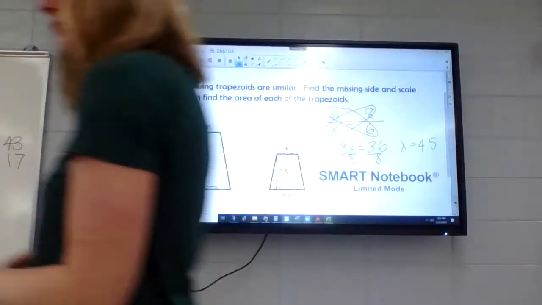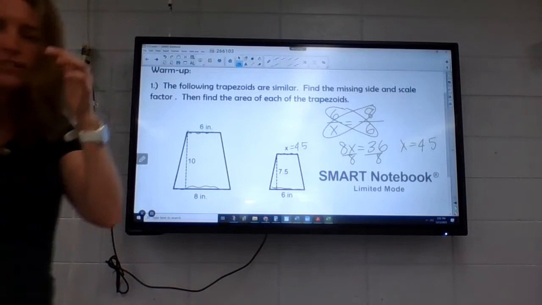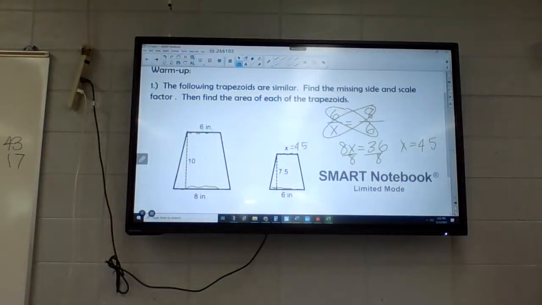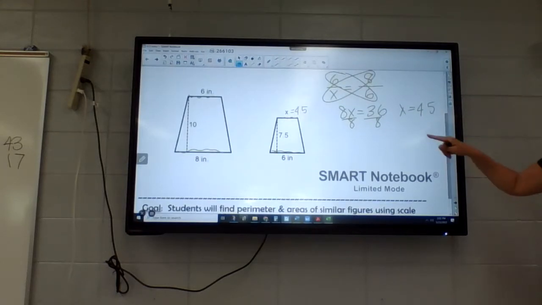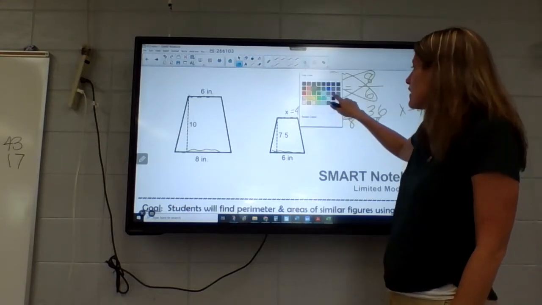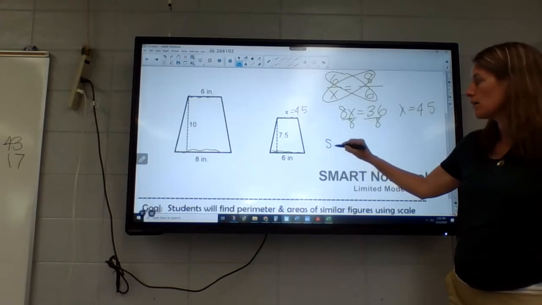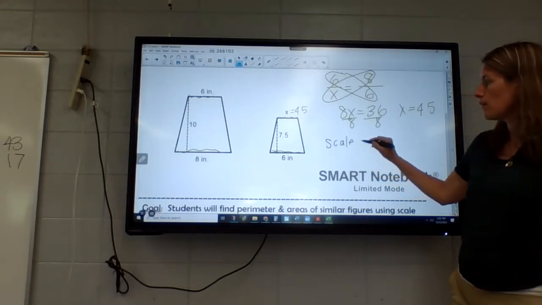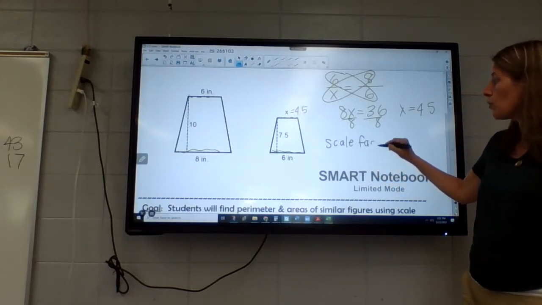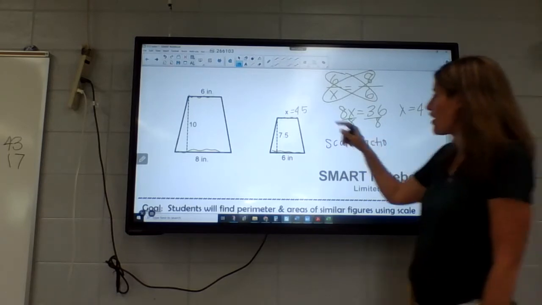So they also asked for the scale factor. So we found x. What's the scale factor? Do you guys remember how to do that? Yeah. It's easier than you probably recall. Anyone? No? Okay. And again, this is why we're reviewing this, because we haven't talked about this for a few months.